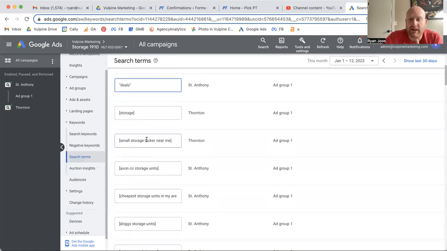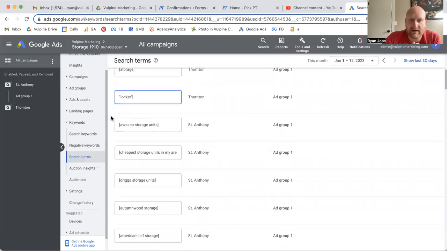So small storage locker. For this particular one, I'll do a phrase match here. I'm going to pull out locker. I don't love that. It is pretty common that there are locker kind of storage units and stuff like that. That does not fit what we do. That typically means just exactly what you would imagine, a really, really small space, less than a closet. Not what we're going for. So I'm going to pull that out there.